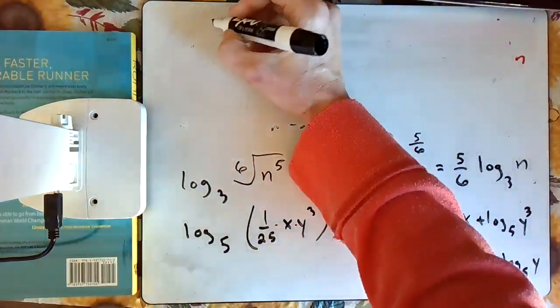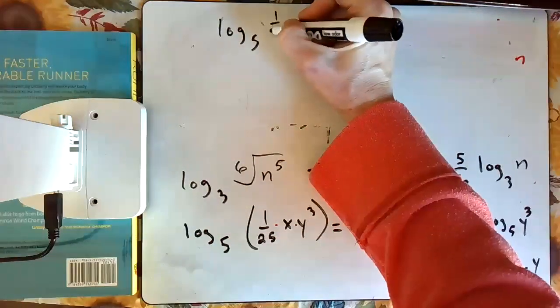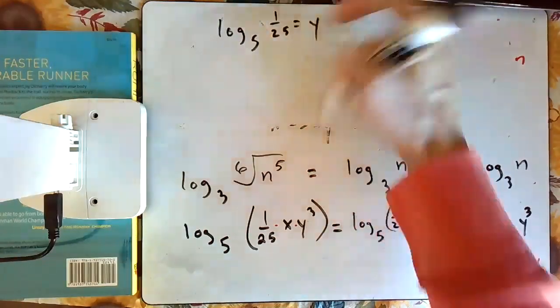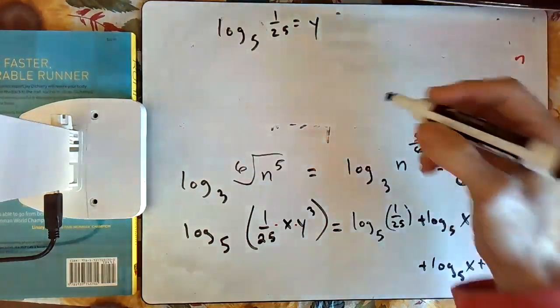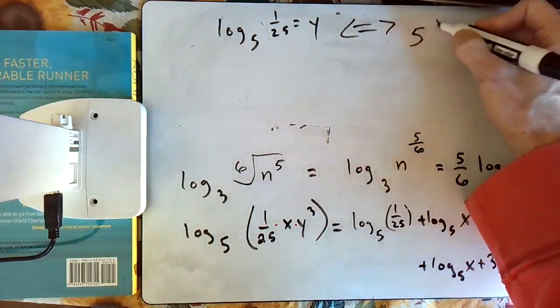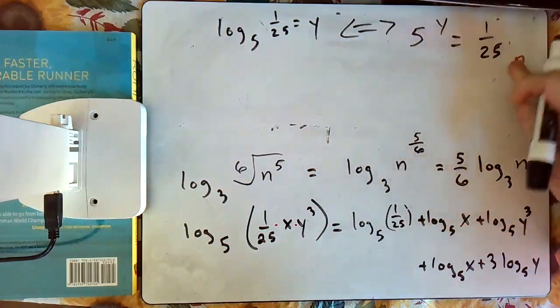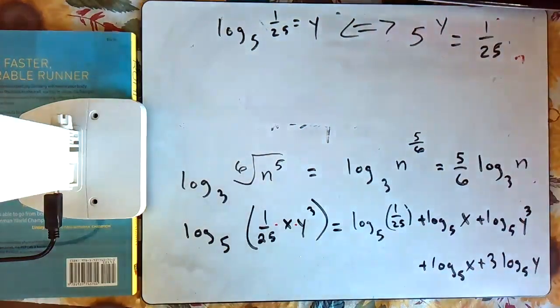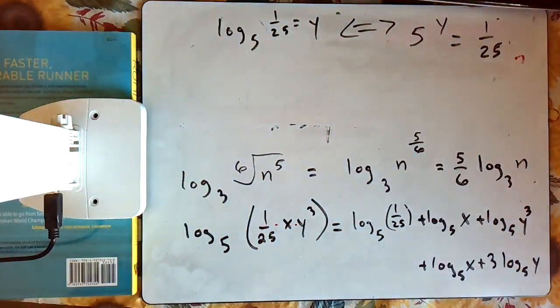So remember, let's convert that into exponential form. The exponential form says b to the y equals x. So this is equivalent to 5 to the y equals 1/25. Is that something nice? Can we raise 5 to some exponent that's going to get us to 1/25?